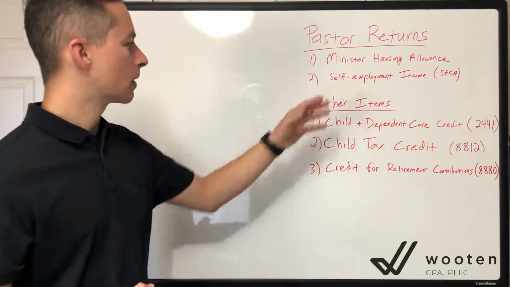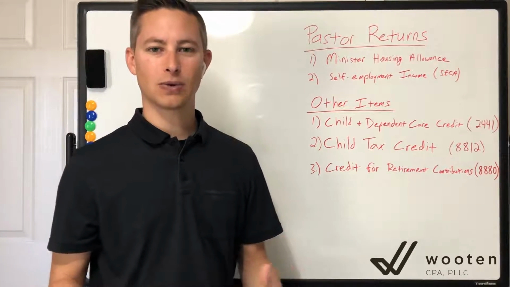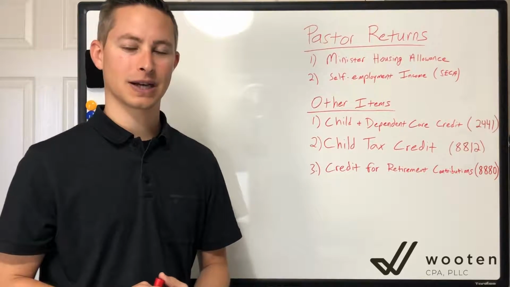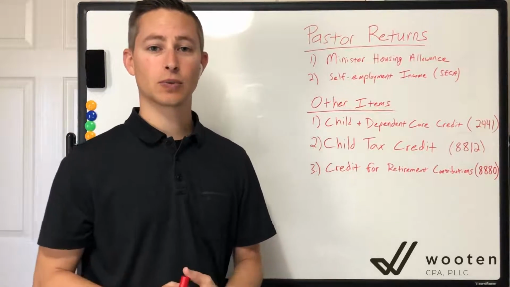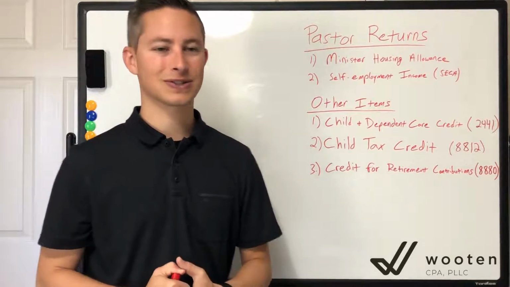We're then going to talk about self-employment income, or SECA. This is for pastors who have not opted out. Some have opted out. They can file a form with the IRS to opt out of that self-employment tax. But for those of you who haven't, we're going to cover that and how you look for that to make sure it is correct on your tax return.